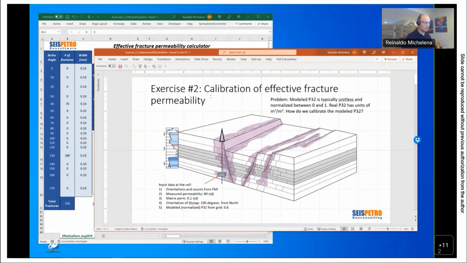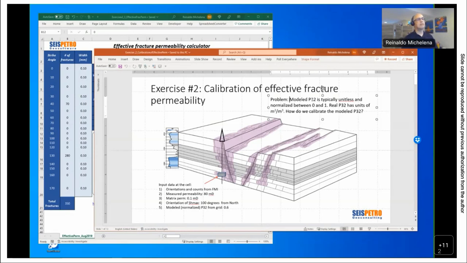We have to spend a lot of time modeling with discrete networks and then modifying the models. So here is the problem that we're facing: when we model P32, the fracture intensity, area per unit volume, that number is typically unitless and normalized between 0 and 1, whereas real P32, as Jim explained yesterday, has units of square meters over cubic meters, area divided by volume.